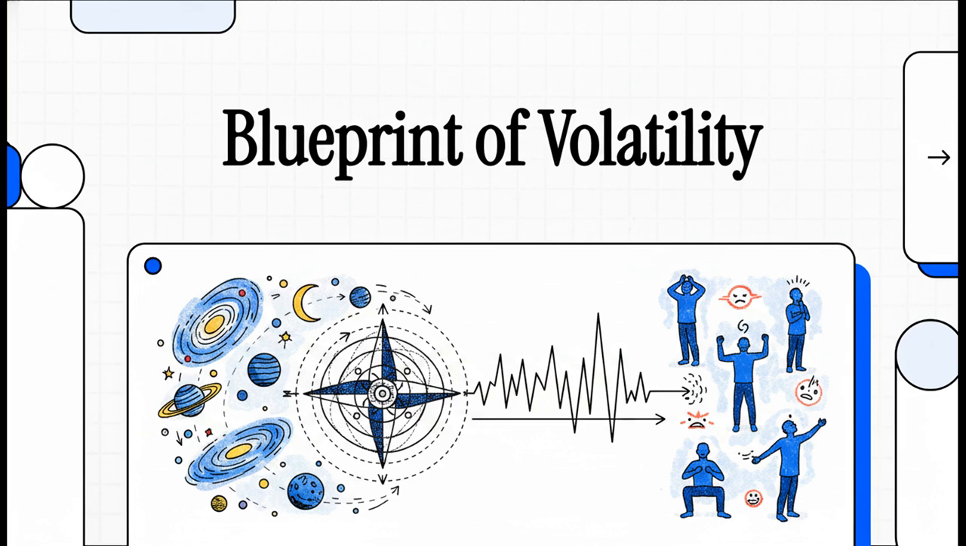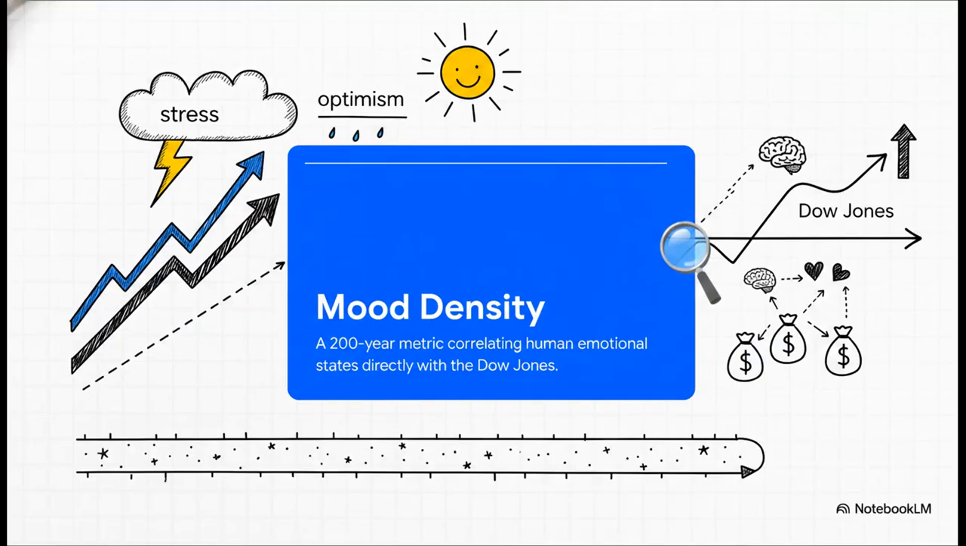We aren't looking at interest rates or earnings reports today. Nope, we are looking at the cosmos and human biology. We're going to impartially map out what the author calls the geometric blueprint of market volatility. Okay, so before we get into the heavy mechanics of this theory, we have to grasp its foundational concept, which the text calls mood density.